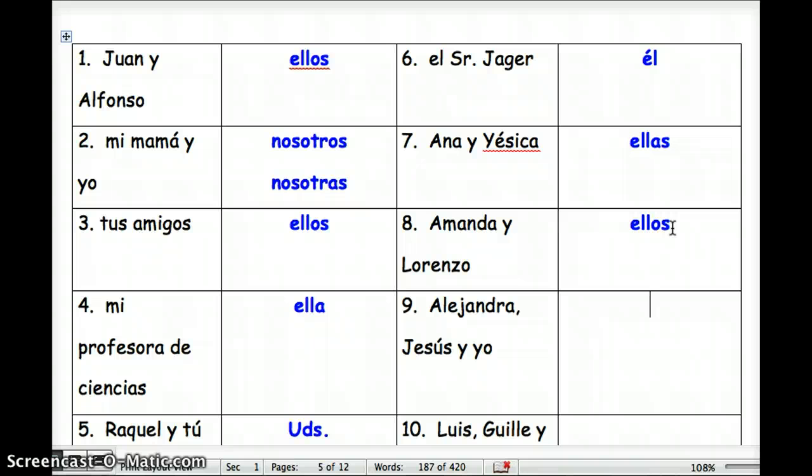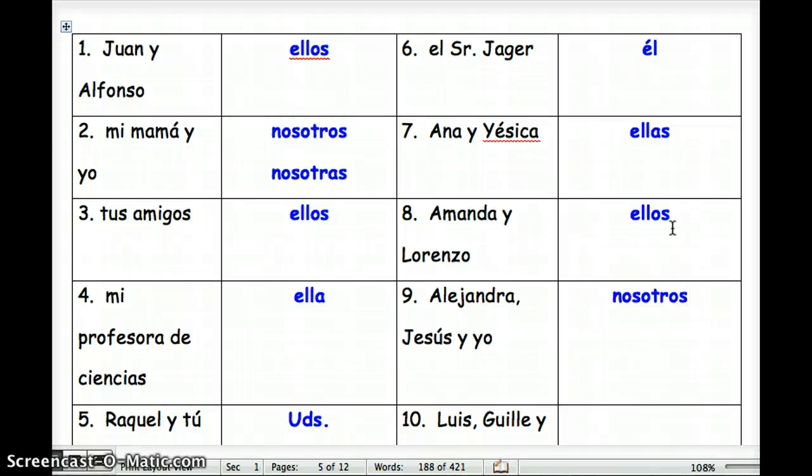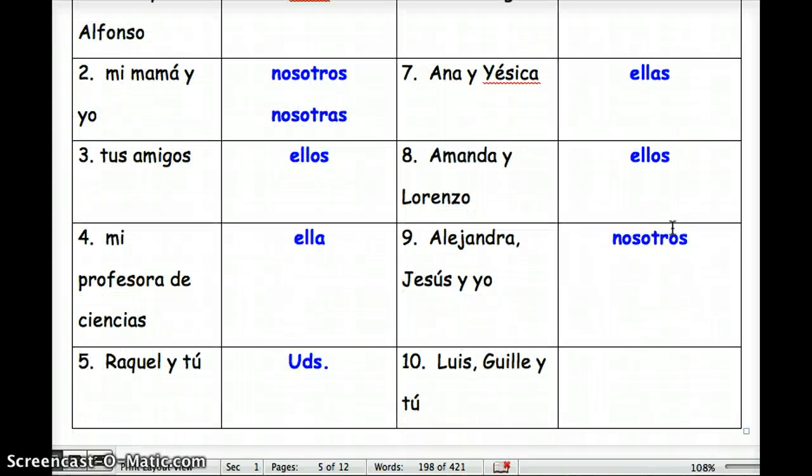Alejandra, Jesus y yo. Jesus is in the mix, so a guy, you're going to have to say we, the nosotros form. Luis, Guille y tú. Luis, Guille, and you. So you guys, ustedes.